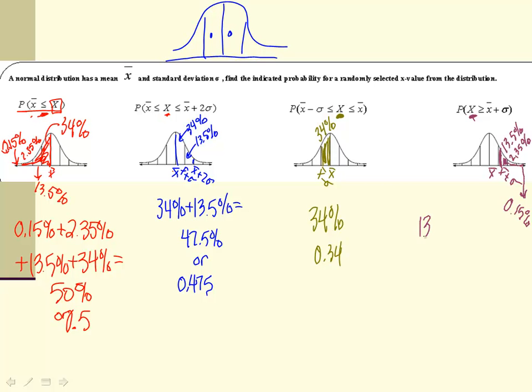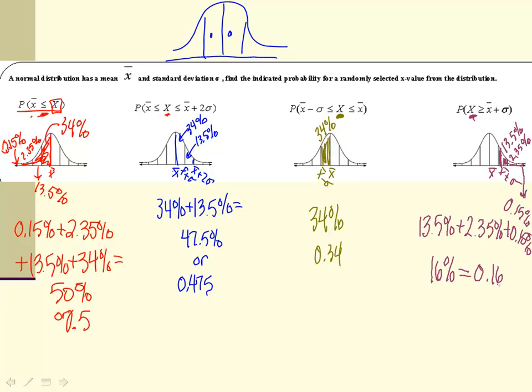So we're going to add those three up, 13.5% plus 2.35% plus 1/1500ths of a percent. And if you add those up, you get 16%, or again, you could write it as 1/1600ths.